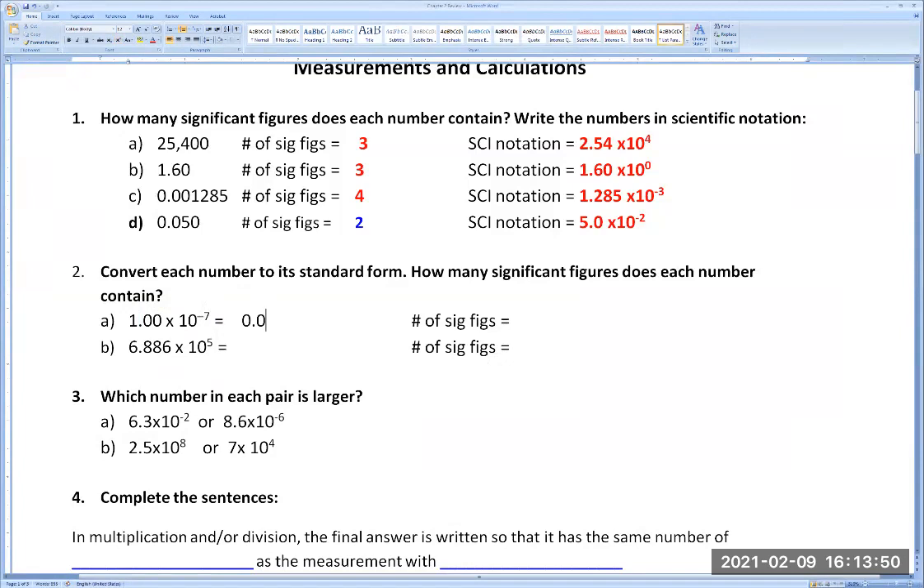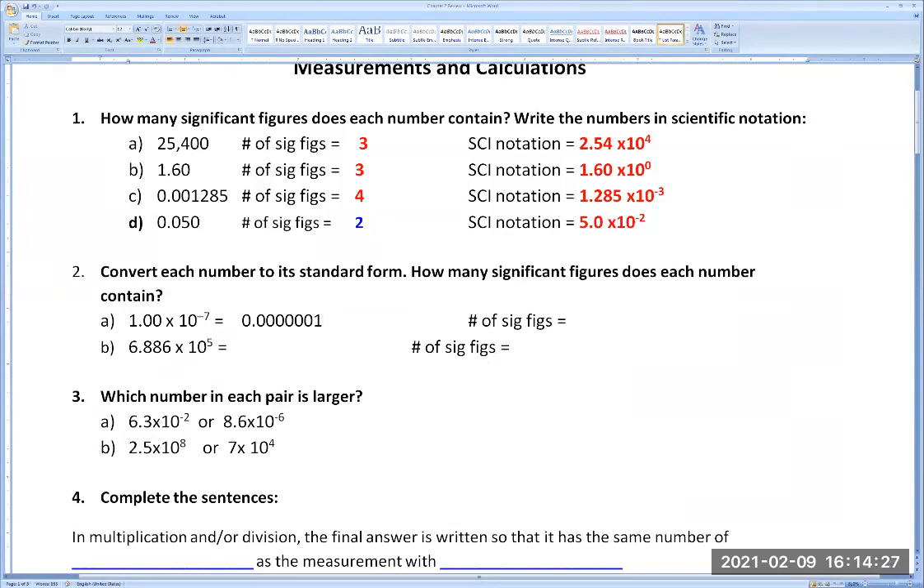So, 1, 2, 3, 4, 5, 6, and the 1 will be at the 7th place. Let me make sure. 1, 2, 3, 4, 5, 6, 7. So there we go. I moved the decimal point from the right of the 1, and I moved it between zeros 7 times, right? And so I get this.